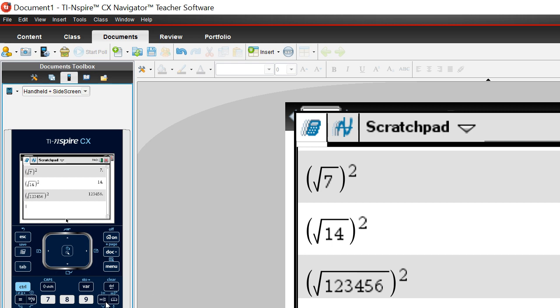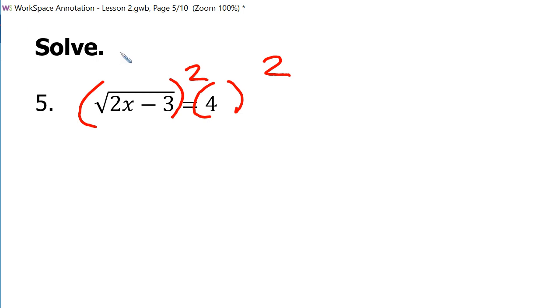So let's go back and finish this. When I square the square root, it's just going to get rid of the square root symbol. So the answer is just what's underneath, which is 2x minus 3. Now the right side, it does need to be squared also. So 4 squared is 16. Now solve for x. What would I do next?